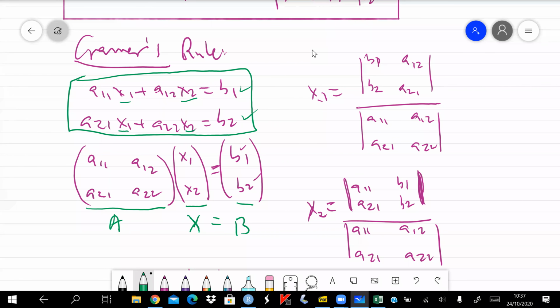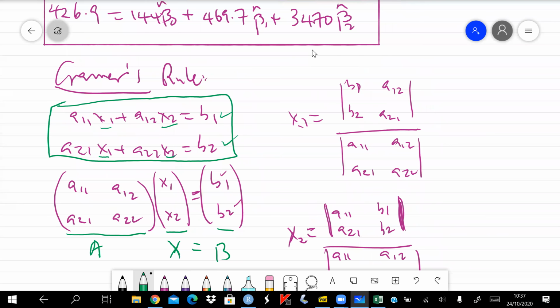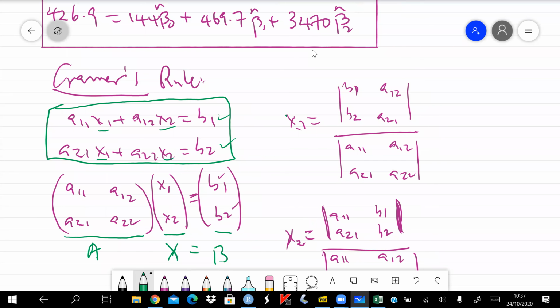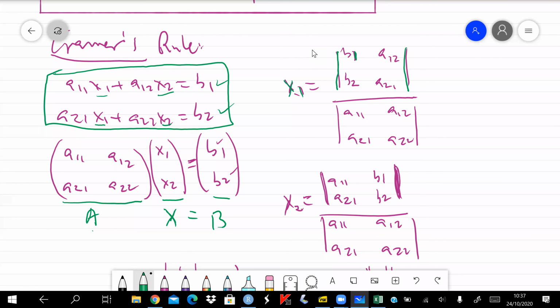So using Cramer's rule, we use a quotient of determinants. For instance, if we want to find the value of x1, it will be given by the determinant of this matrix where you replace the first column of matrix A. This is your first column, this is your second column.